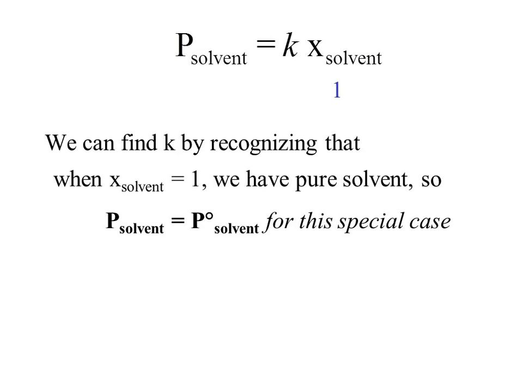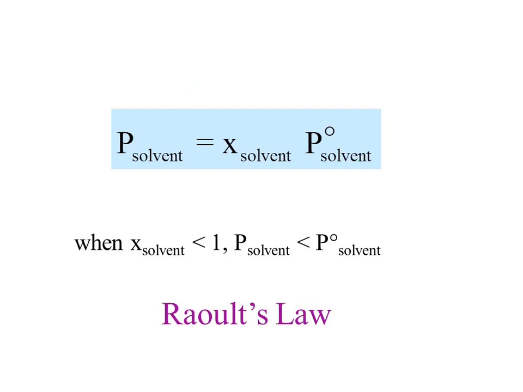So what we have here is, instead of that kind of random constant K, we can actually, for that particular solvent, put its pure equilibrium vapor pressure, P naught. So this here in the blue box is the form of the law, and this is called Raoult's law. This is the form of the law that we use.